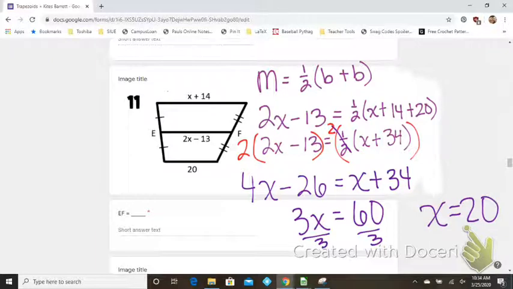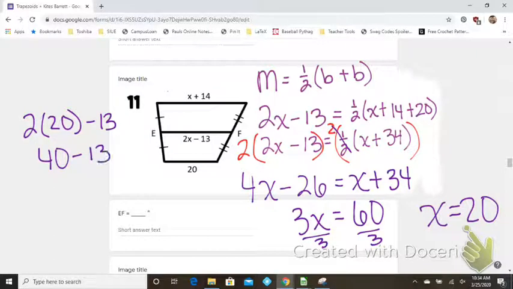Okay, so x equals 20, that's great, but that is not what they asked for. They asked for EF. So to find EF, we just need to plug 20 back in for x. 2 times 20 minus 13, so 40 minus 13. We should have gotten 27 for EF.